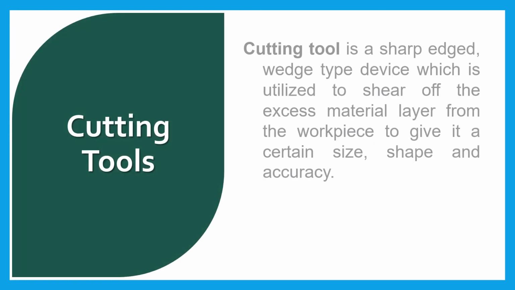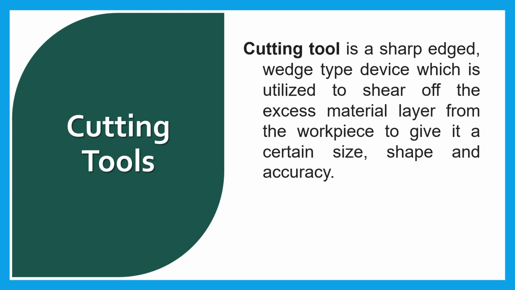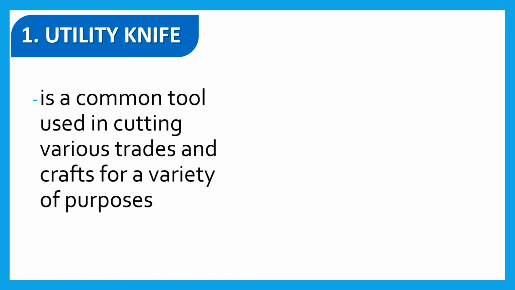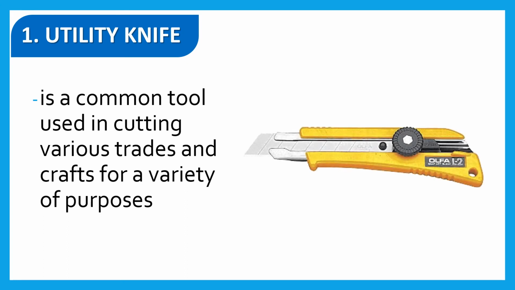Cutting tools. A cutting tool is a sharp-edged, wedge-type device which is utilized to shear off the excess material layer from the workpiece to give it a certain size, shape, and accuracy. Number 1 example, utility knife. It is a common tool used in cutting various trades and crafts for a variety of purposes.